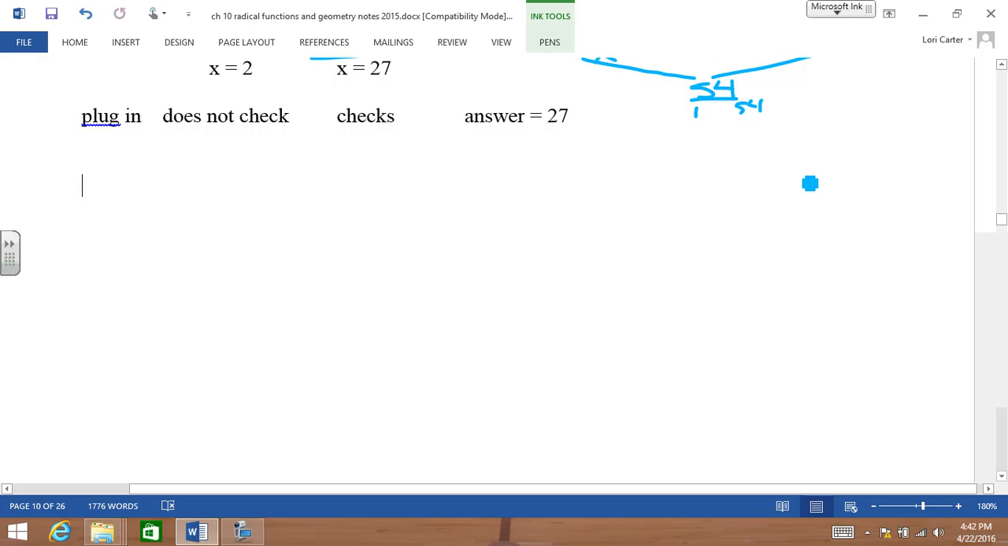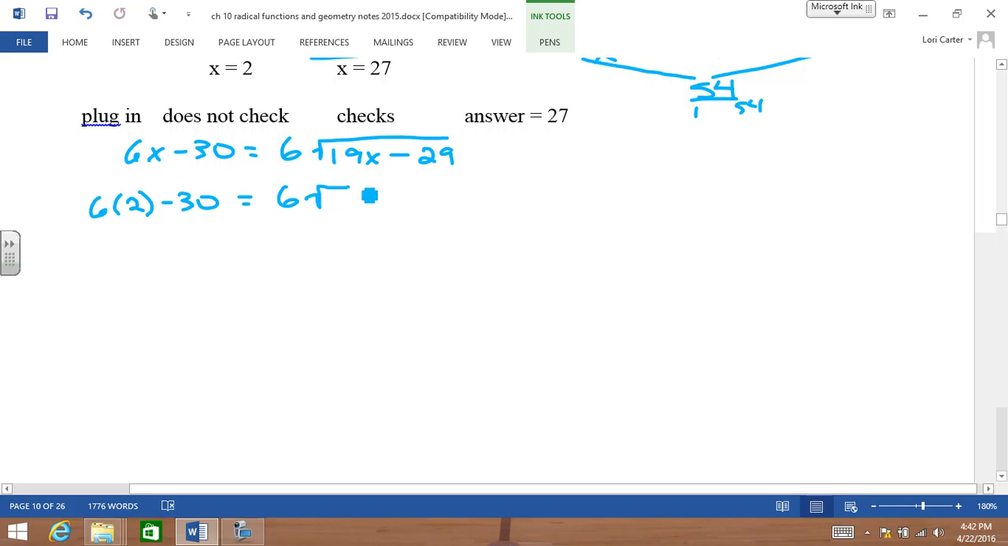So you go back to your original, which was 6x minus 30 equals 6 times the square root of 19x minus 29. And you plug in the 2 answers you got. So we'll start with 2. So you just plug in the 2 for the x. So it becomes 6 times 2 minus 30 equals 6 times the square root of 19 times 2 minus 29. So 6 times 2 is 12 minus 30. 12 minus 30 is a negative 18.